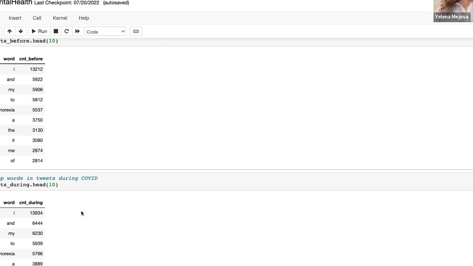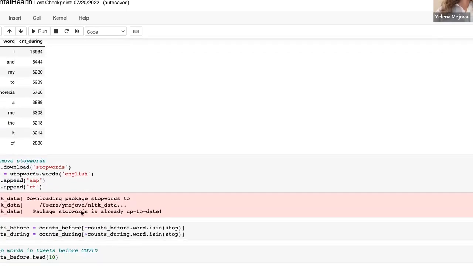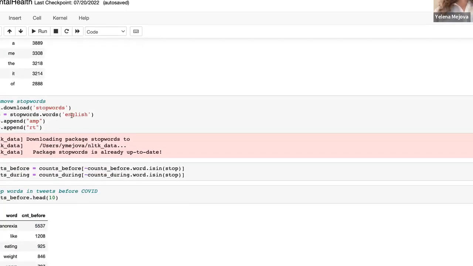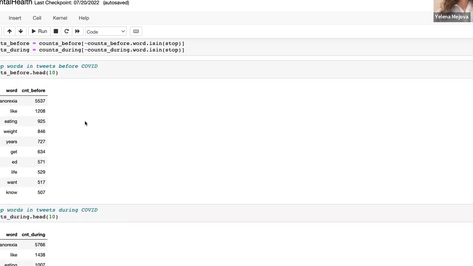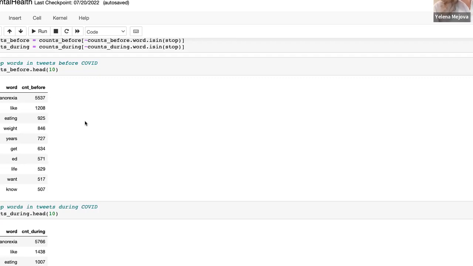So often the words that you're most interested in are actually the least important now, because that's all you see in your whole data set, right? So you will have to not pay attention to them. They become the stop words. So what I do is I download the stop words, I add a few that are Twitter specific, ampersand, retweet, let's throw it out. And so now, once we throw these away, we can actually see something more interesting, like people talking about eating and other things. Actually, ED is eating disorder, so that's why it's important.